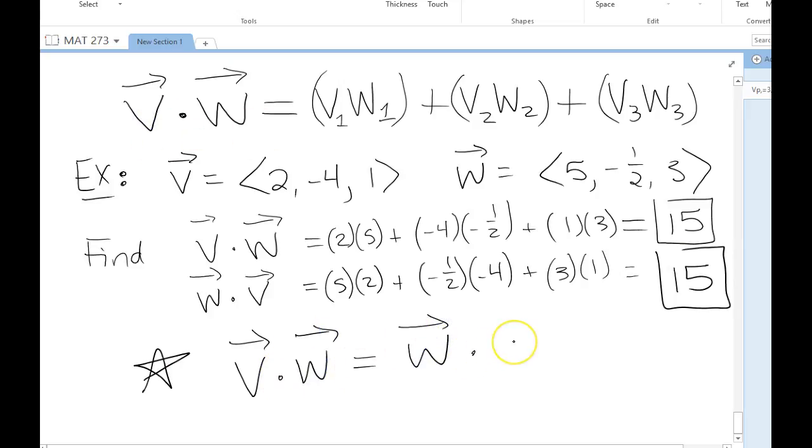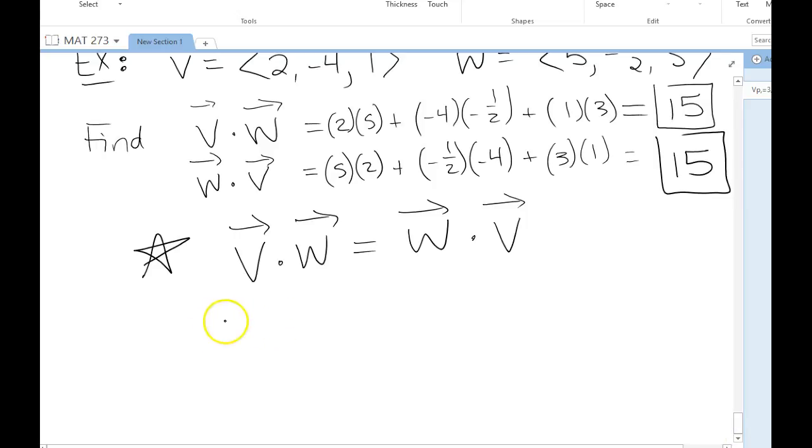And the reason is because dot products are just made up of multiplication and addition. Multiplication and addition are commutative. That means the order can be switched and you'd still get the same answer. So since dot product is only made up of those two operations, dot product also is going to be commutative. So the fact that we can move things around and still get the same answer, that's called the commutative property.